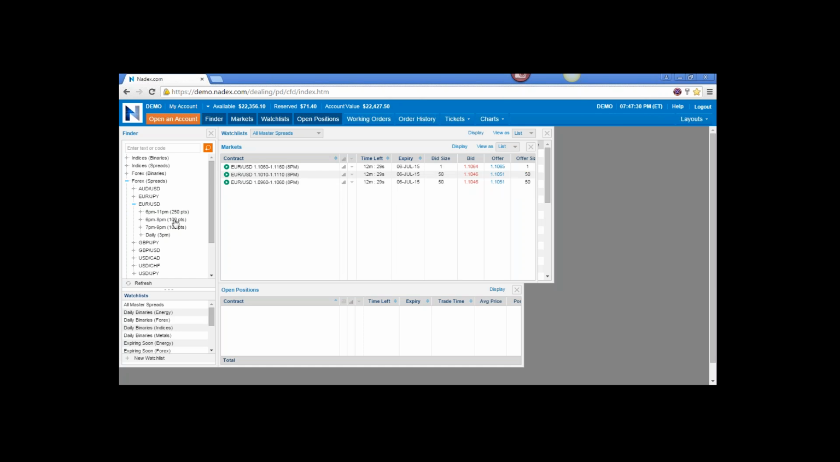7 p.m. to 9 p.m. Why would there be different spreads right there? Well, they all have different expiration times. They all have different floors and ceilings. And you can buy them for different amounts, and we're going to get to that in a minute. It all depends, again, on your strategy or system.